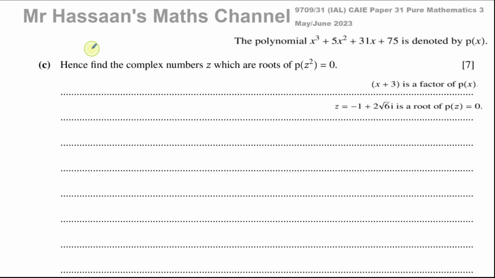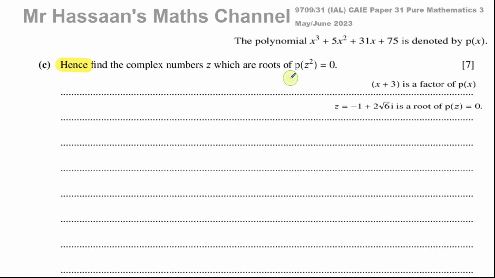Okay, now for part C, it says, hence find the complex numbers z, which are roots of p(z squared) equals 0. So now we have an important word, hence. Important instruction, hence. Hence, find the complex numbers z, which are the roots of p(z squared) equals 0. So we've got to find the roots of this equation, p(z squared) equals 0.